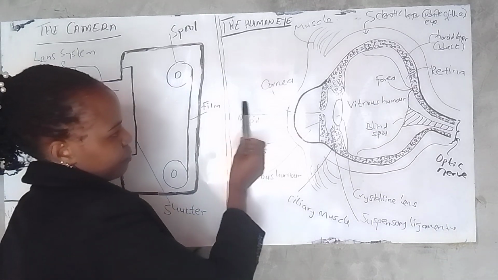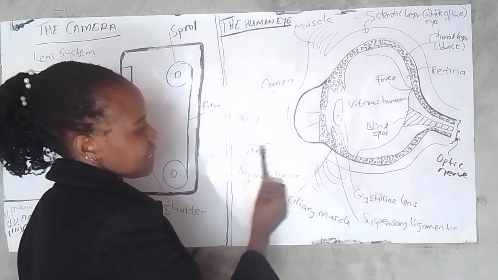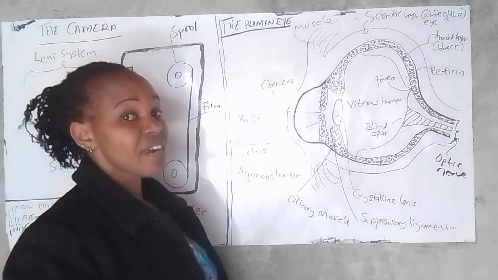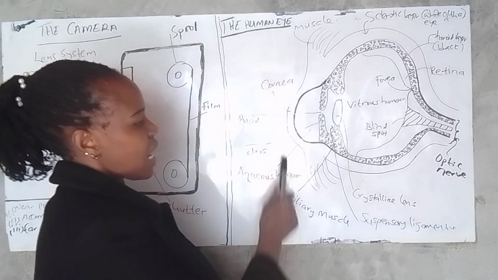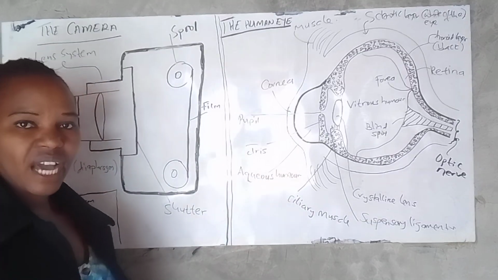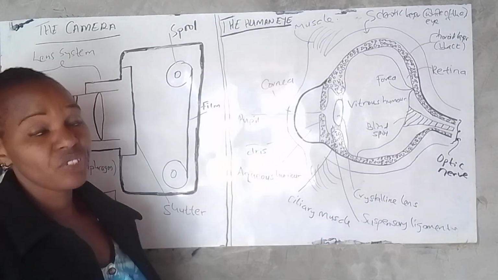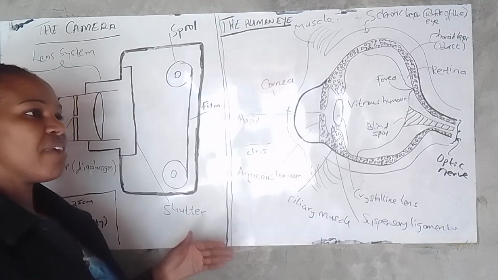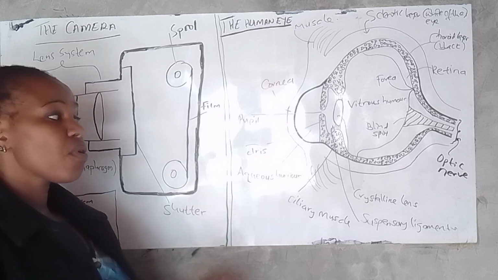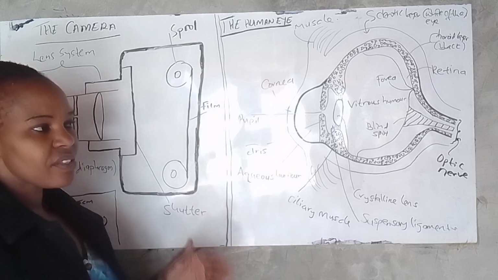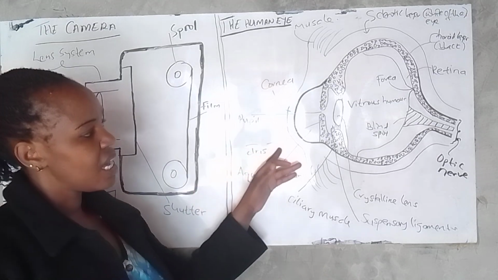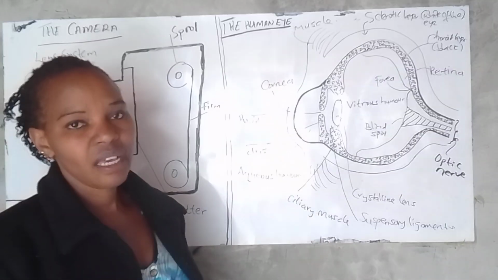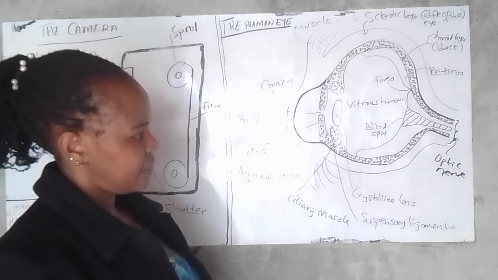And when light coming from the object strikes the cornea, it is refracted. So the first refraction of light happens at the front of the eye, at the cornea. It is the one that refracts light even more than the lens. So the first refraction of light happens at the cornea before it happens at the lens.